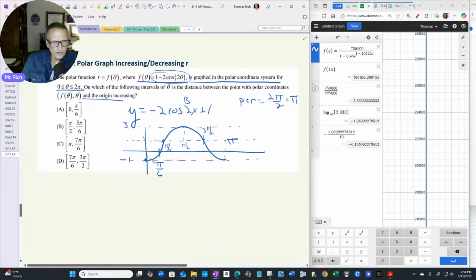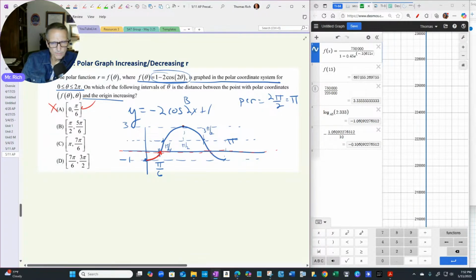So from 0 to pi over 6, the function is moving towards the pole, so the r would be decreasing. This is going to be the pole, where the r value is 0, or my y is 0. So it's not going to be this one, because I'm moving towards that.